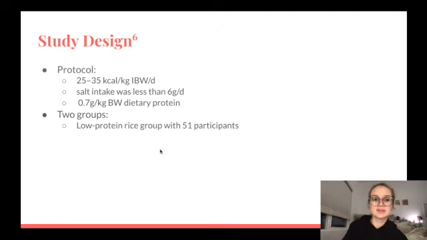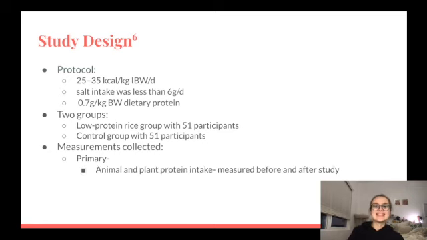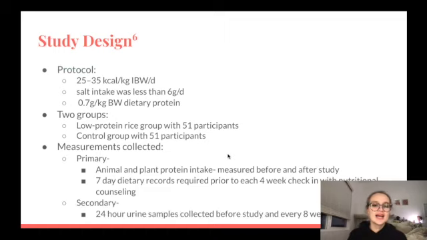There were 2 groups. There was the experimental group, which was the low protein rice individuals. There were 51 participants in each group, along with the control. And for measurements collected, the primary ones included animal and plant protein intake. This was measured before and after just through dietary records. So this was a 7-day dietary recording that they took each week before each 4-week check-in with a nutritional counsel. And secondary was urine samples collected 24 hours before the study, and this was every 8 weeks after it started.